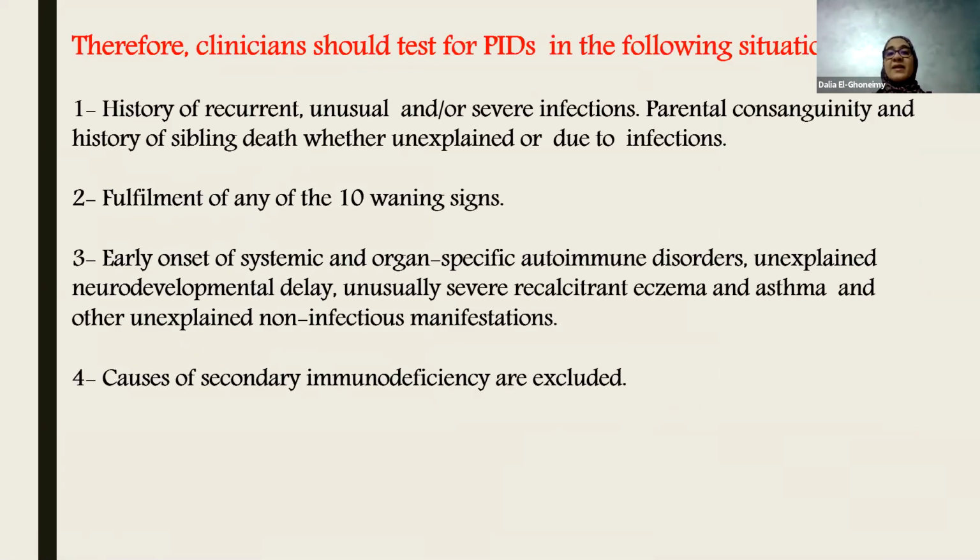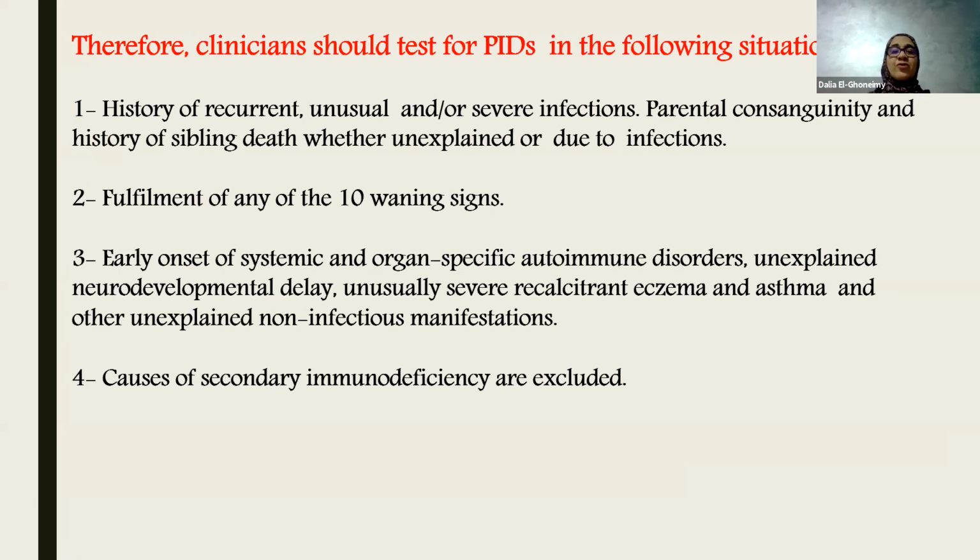Therefore, clinicians should test for primary immune deficiency in the following situations, to sum up: history of recurrent, unusual, and/or severe infection; presence of parental consanguinity and history of sibling death, whether unexplained or due to infection, should support your suspicion; fulfillment of any of the 10 warning signs, taking into consideration exclusion of secondary causes of immune deficiency and the clinician's sense; early onset of systemic and organ-specific autoimmune disorders.